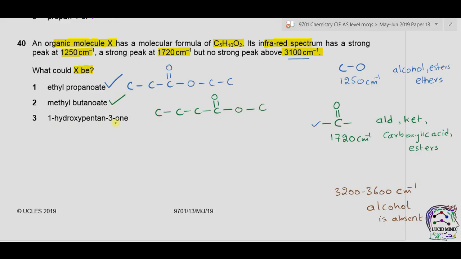Third is 1-hydroxypentan-3-one. So we have 5 carbons in total as it is pentane. On the first carbon we have hydroxy, which is OH, and on the third carbon we have a ketone, so this is a carbonyl carbon. As we can see that an OH group is present, it must give a strong peak above 3100 per centimeter, and the peak should come in this region. So 3 is incorrect. As options 1 and 2 are correct, the answer is therefore B.